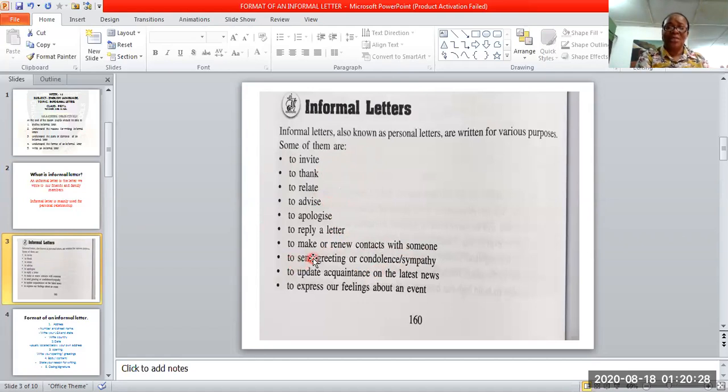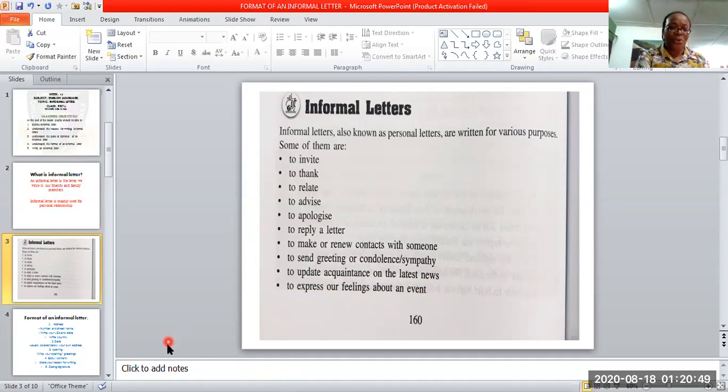We also write informal letters to send greetings or condolence or sympathy to someone. We write to update acquaintances on the latest news. We also write to express our feelings about an event. Are we together? Did you get that?